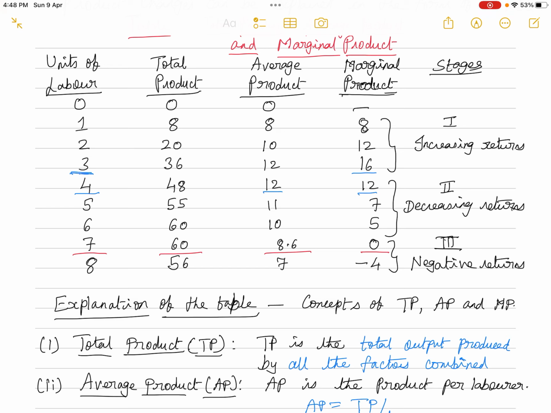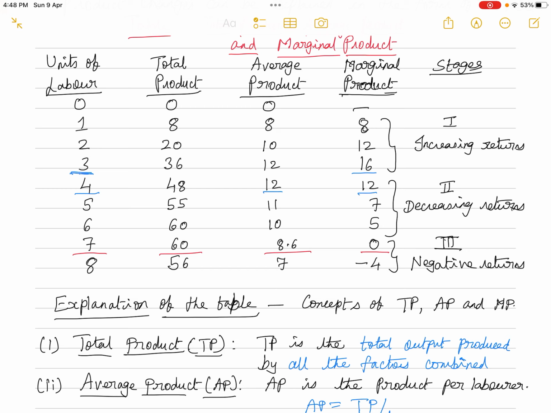Now the farmer is employing one laborer. So one laborer is able to produce 8 units of output. The average product will also be equal to 8 and the marginal product will also be equal to 8, because this is the first laborer.